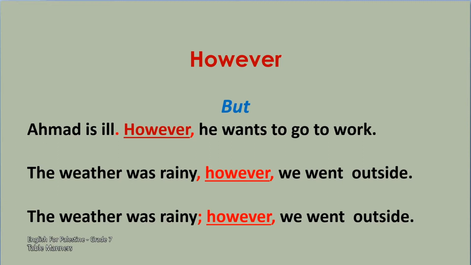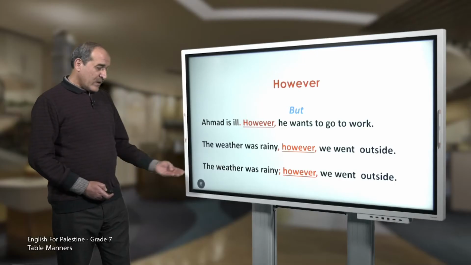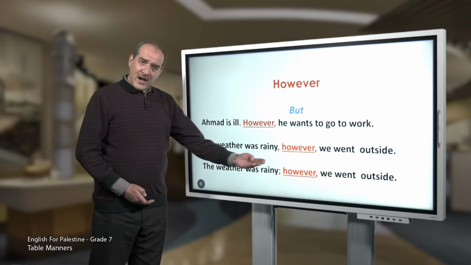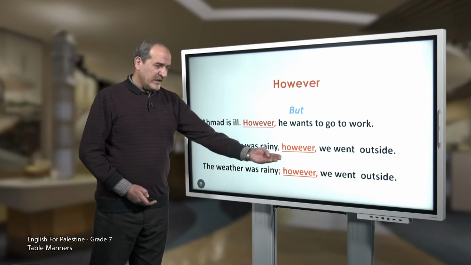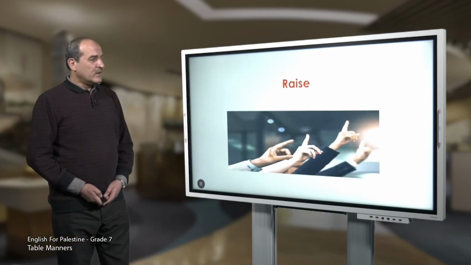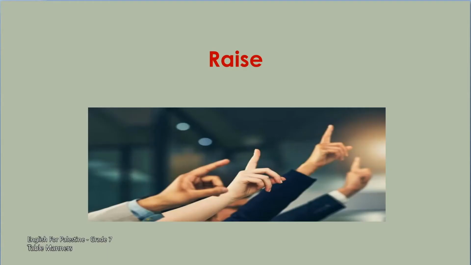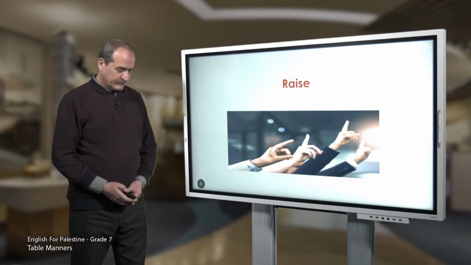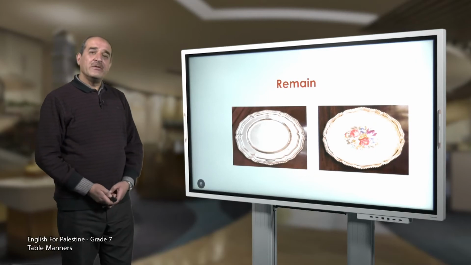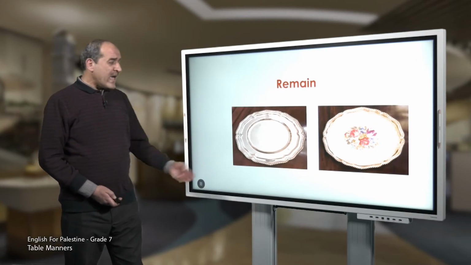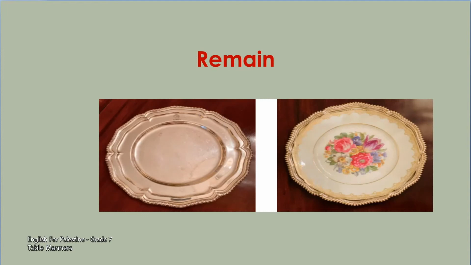The weather was rainy. However, we went outside. But, however means but, we went outside. Raise. Raise. Look at these pupils. They raise their hands. Raise. Remain. Remain. We have two dishes or two plates, and they are on the table. So the dishes remain on the table.